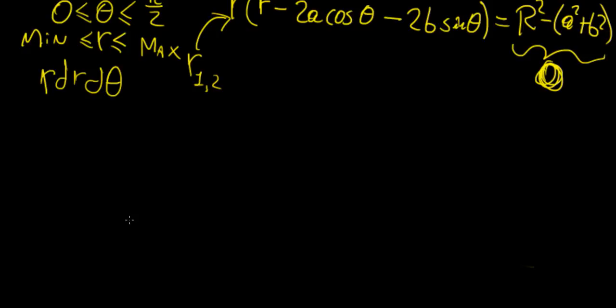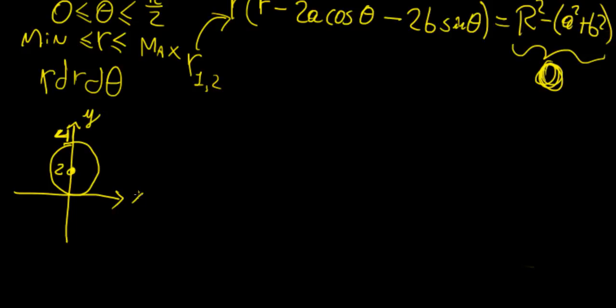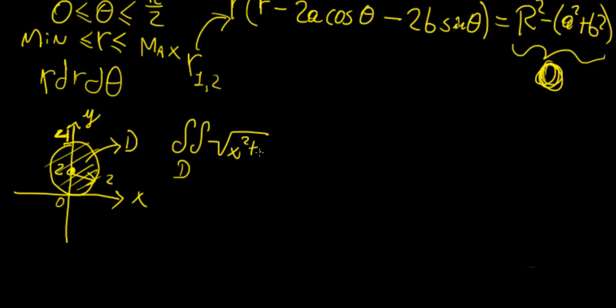So let's suppose we have the following problem. We have a circle of radius 2, centered at 0, 2 on the x-y axes. So this is going to be the region of integration, and this is basically a circle of radius 2. And now the idea is we're going to integrate the following function: the square root of x squared plus y squared.